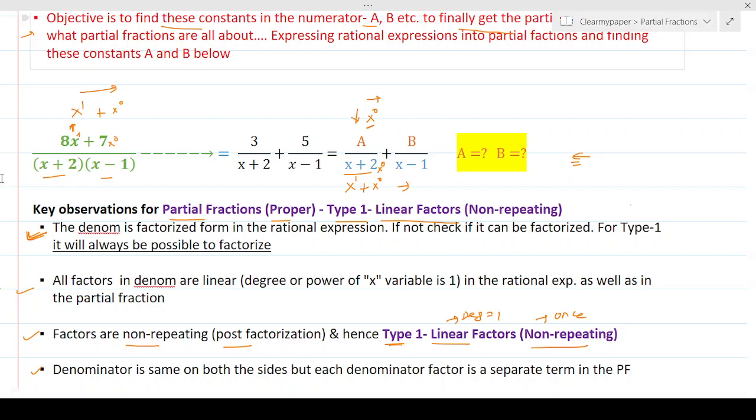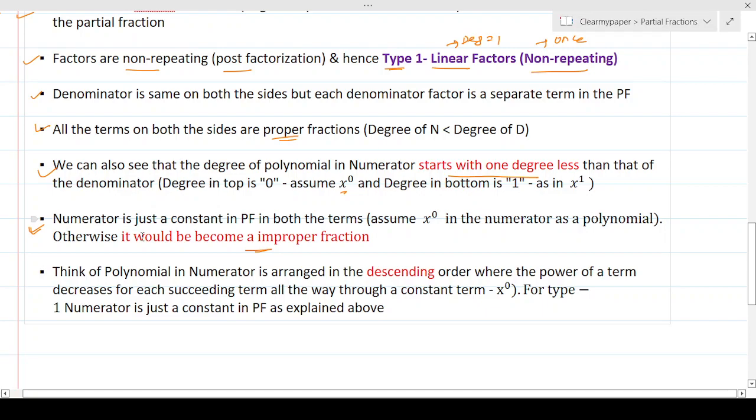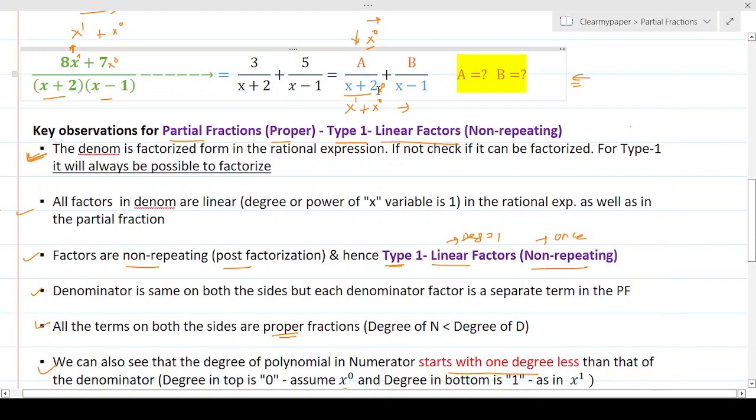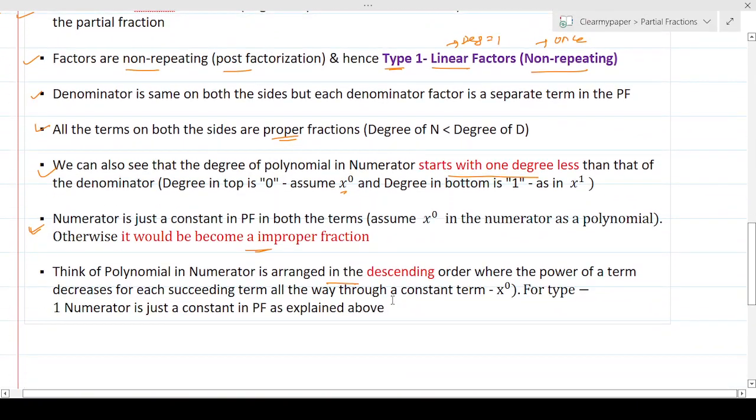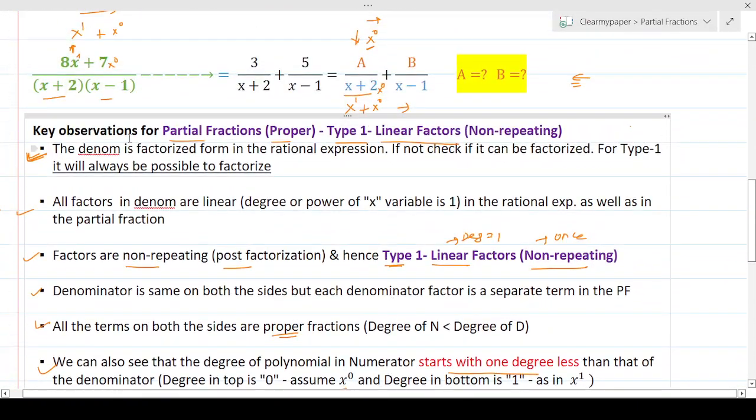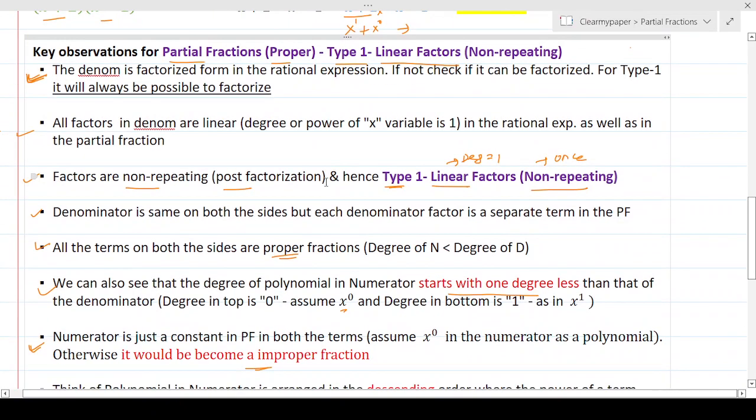So think about the partial fraction as having a polynomial in the numerator, which is arranged in descending order by the powers of x. That way you can visualize whether the constant should have an x factor or not. And like I said, this will be more applicable when we do the rest of the videos, the rest of the types, type 2 and type 3. So these are some of the observations of type 1, linear factors non-repeating, in the case of proper partial fractions. And this is how we should think about it.